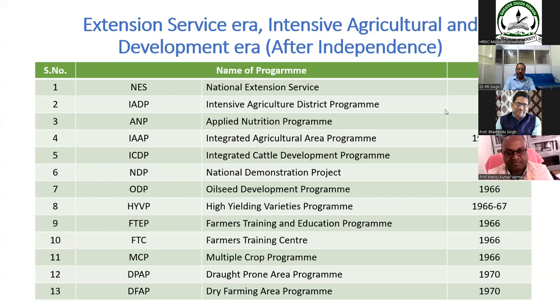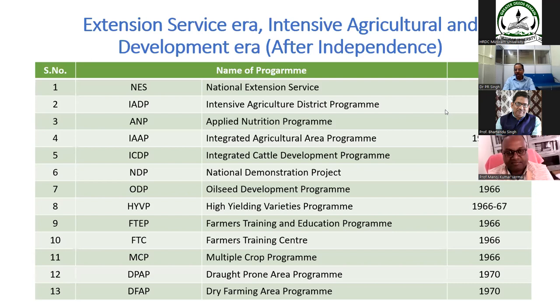To entire villages of our country, they provide the knowledge, how they can eat, how they can improve their food habits, which type of foods they are taking, and how they can improve the value-added things in their food items. So applied nutrition programs are concentrated on that. Then another program started in 1964, that is the integrated agriculture area program.